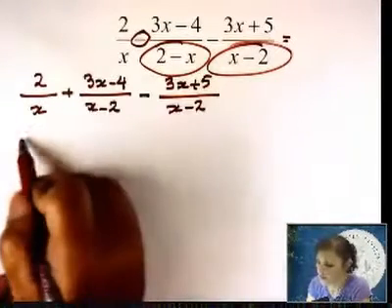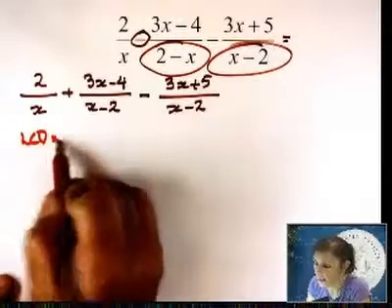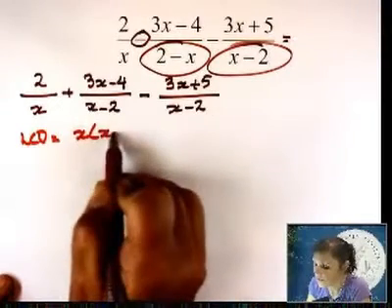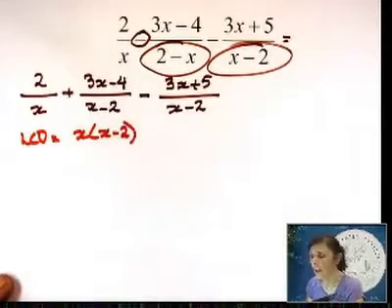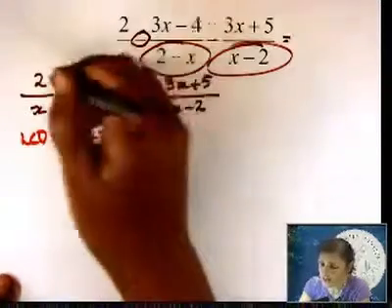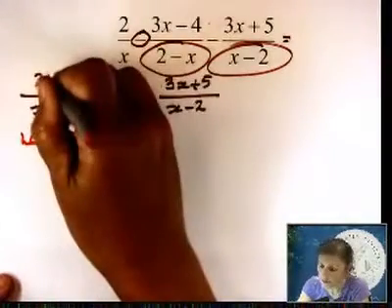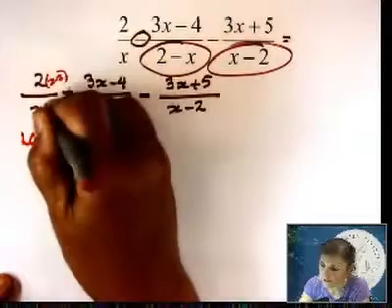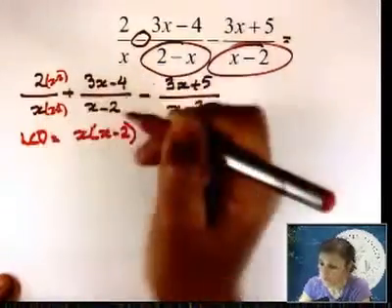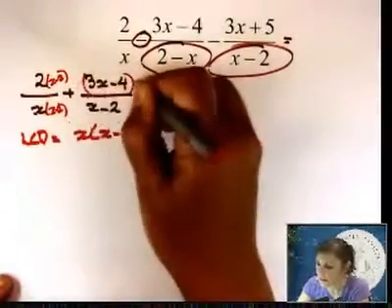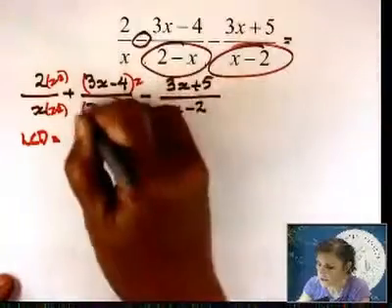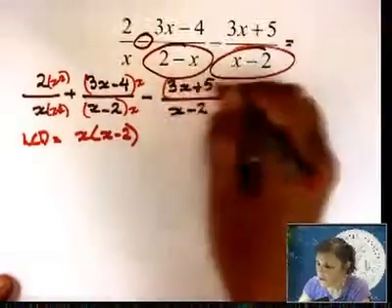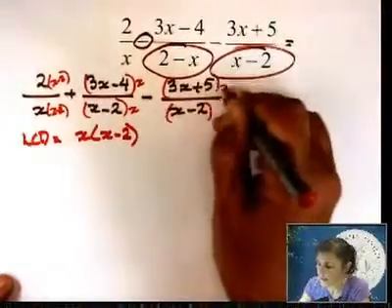Now write down your lowest common denominator. That happens to be x times x minus 2. Now let's go put that in here. I am missing an x minus 2. Here I'm missing an x. Here I'm missing an x.